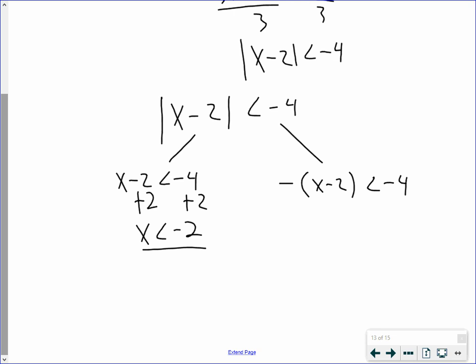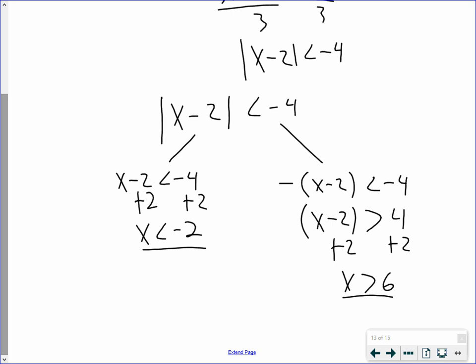That's one answer choice. And for the right side, we're going to multiply by -1. You get x minus 2. And remember, when we multiply or divide by a negative number, you have to flip the sign. So that's greater than 4. Add 2, add 2. X is greater than 6. So we have x is greater than 6, or x is less than -2.